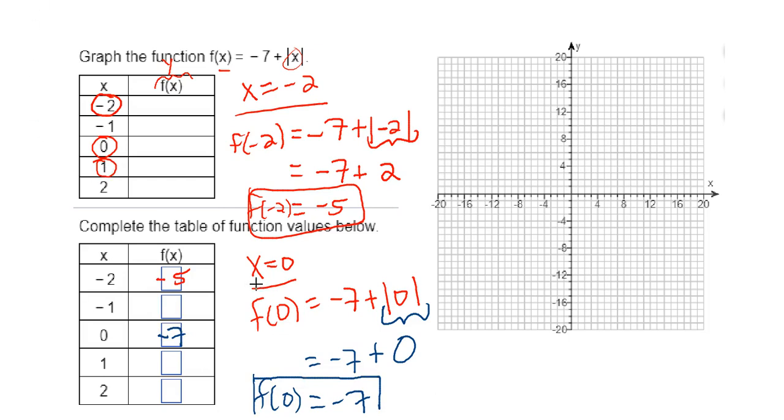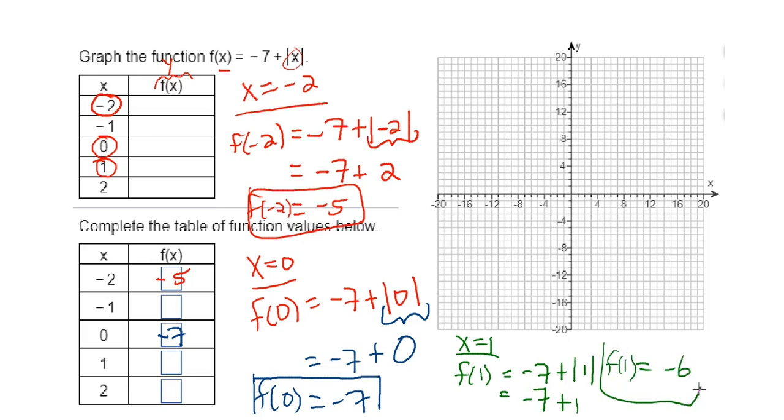And then I said I was going to do x equals 1, so let's try to squeeze that down here. So when x is equal to 1, plug that into the function. We get f of 1 equals -7 plus the absolute value of 1, which is going to give me -7 plus +1, which is going to give me -6. So f of 1 is equal to -6. That's what I would type into the box here.